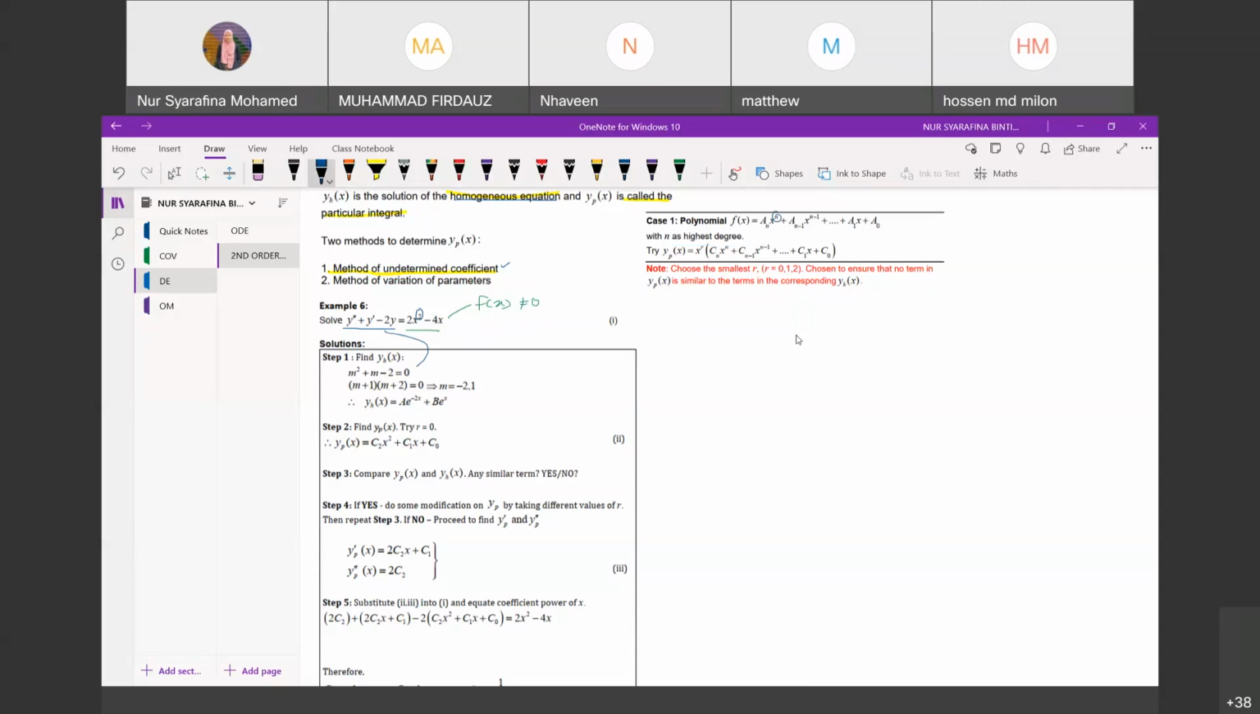And then we need to choose the smallest r in order to ensure that no term in yp and yh are similar. Let's take a look at this example. This is an example from your notes.